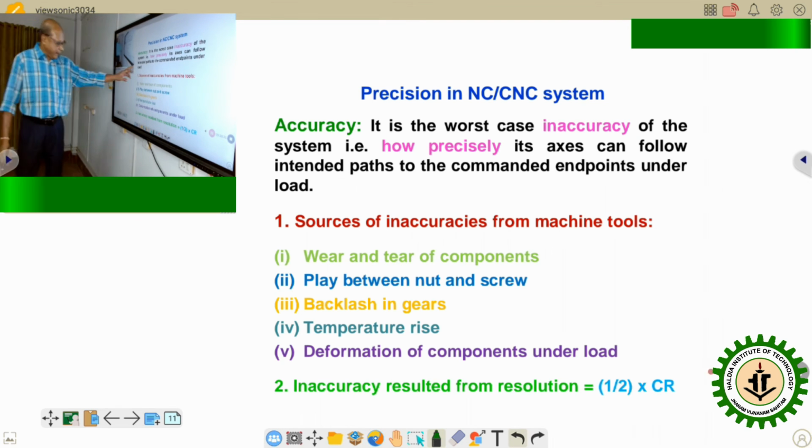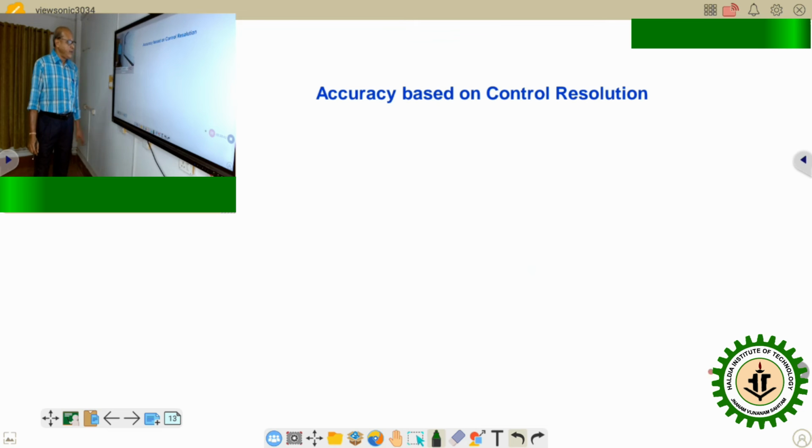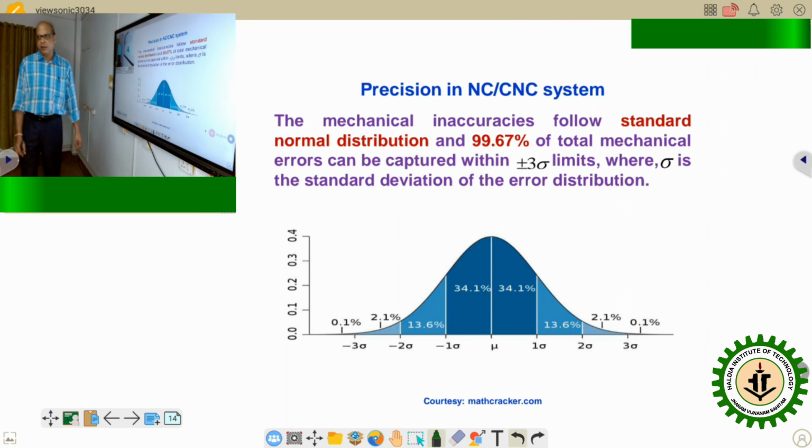That is one part. Regarding the mechanical inaccuracies, it is extremely difficult to measure or quantify the total deviations or inaccuracies from play between shaft, nut and screw, backlash in the gears, or thermal deformation. But statistically it is found that a very good pattern is followed by these mechanical inaccuracies. If you measure those inaccuracies and plot them, you will find that all these errors follow a standard normal distribution.